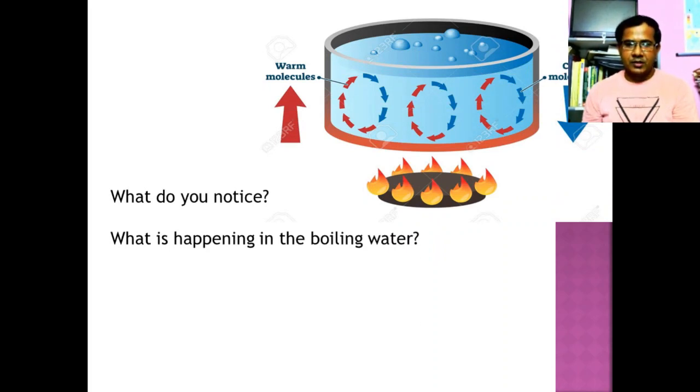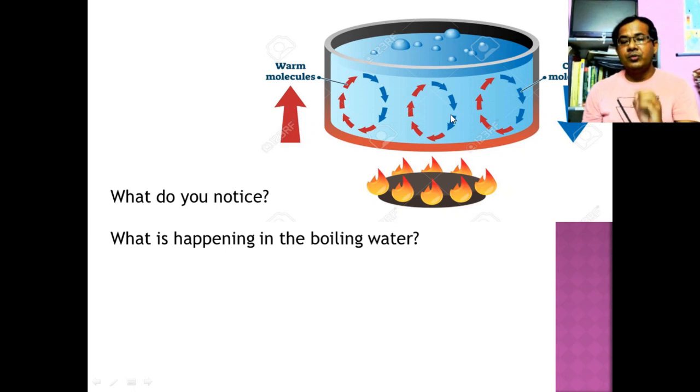Hello students, what do you notice in this picture? What is happening in the boiling water? You see, there is a pot and the fire below the pot and the water is boiling. The boiling water moves upward and again it goes to the corner and then moves downward. In this way, the circulation of water is happening.